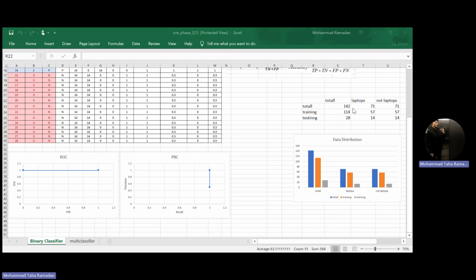So we made a data distribution chart of the numbers that we got.